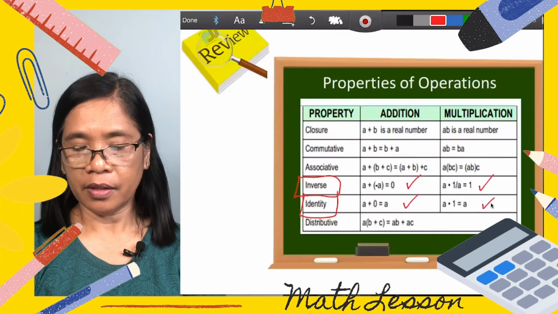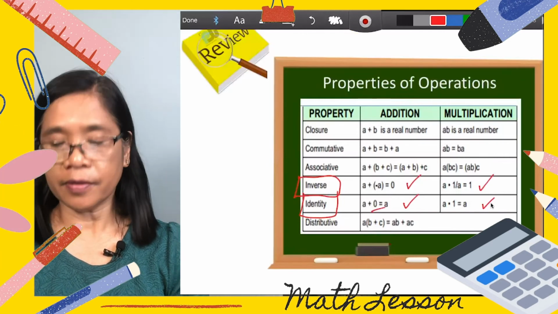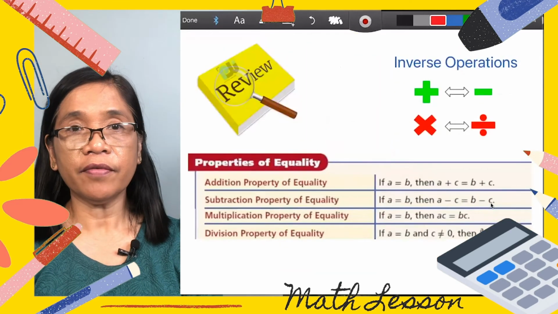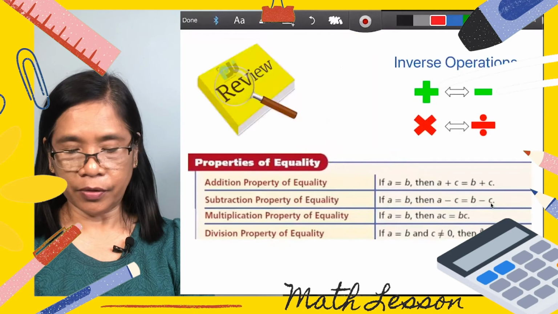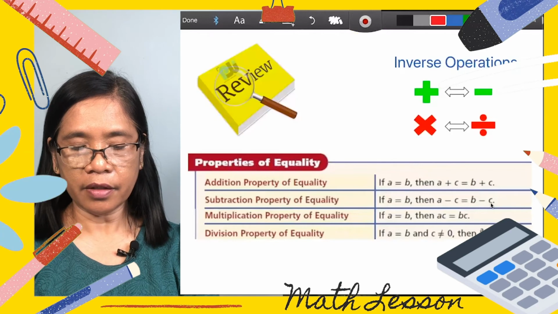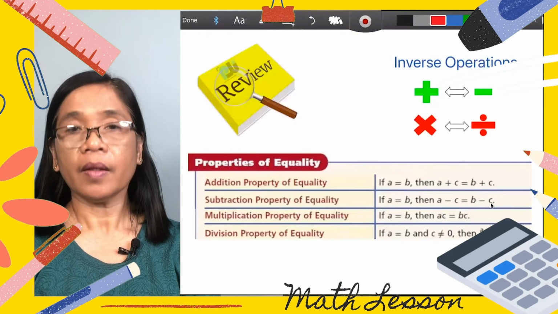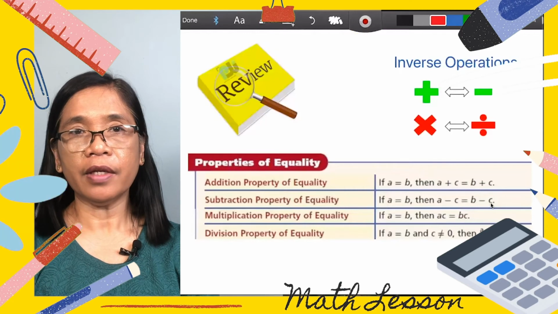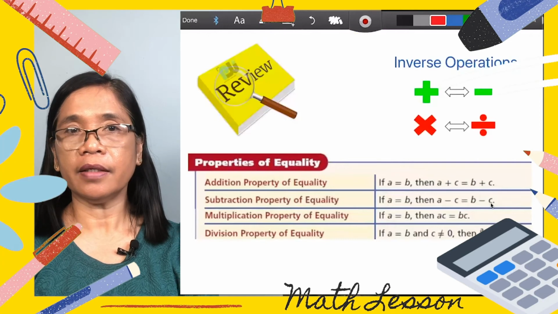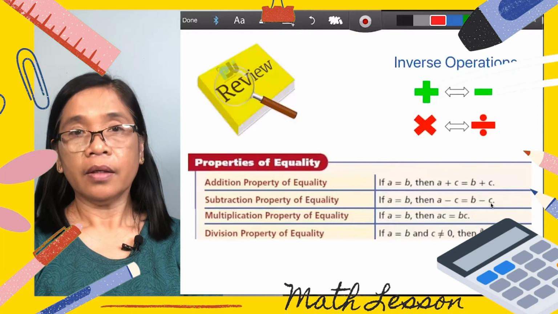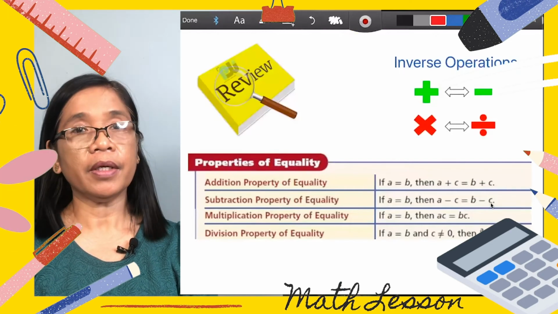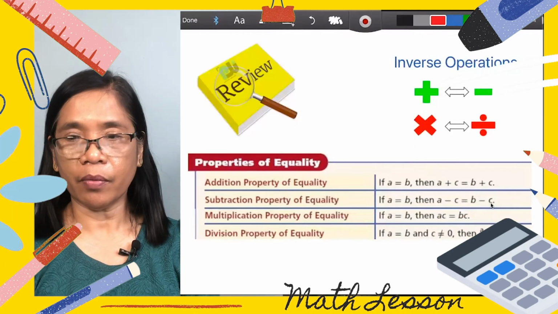We also know that addition and subtraction are inverse operations. Multiplication and division are also inverse operations. We will also use the properties of equality in justifying each step in solving equations. By the properties of equality, this simply means that if we have two quantities that are equal, whatever operation is performed on the left side of the equation, that same operation must be done on the right side to maintain the equality. So we have the addition property of equality, subtraction property of equality, multiplication property of equality, and division property of equality.